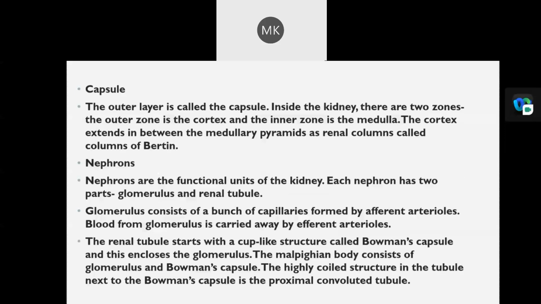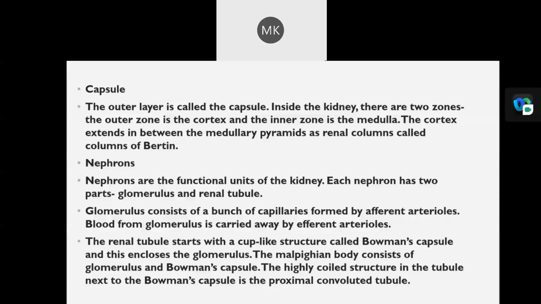Capsule. The outer layer is the capsule. Inside the kidney, there are two zones, the outer zone, the cortex, and the inner zone, the medulla. The cortex extends in between the medullary pyramids as renal columns called columns of Bertini. Nephron. Nephrons are the functional units of the kidney.